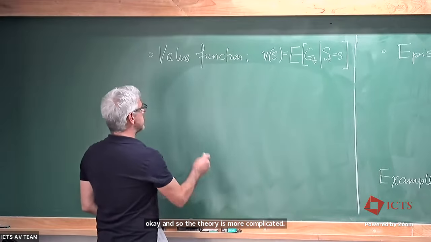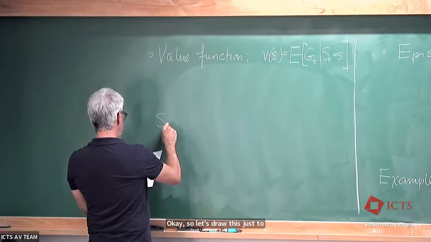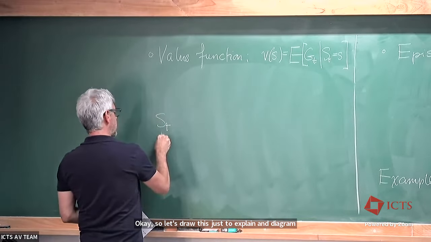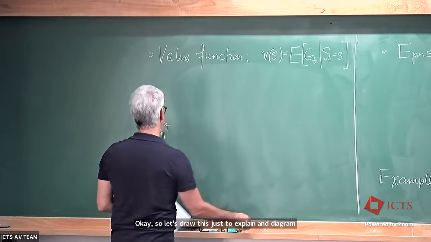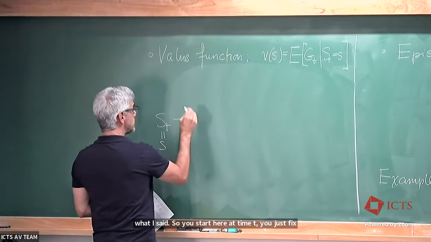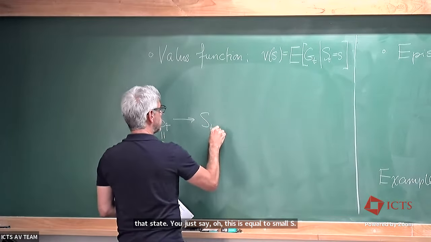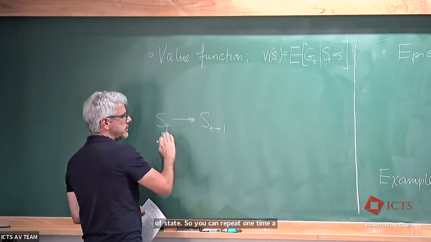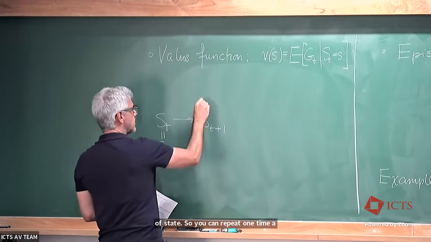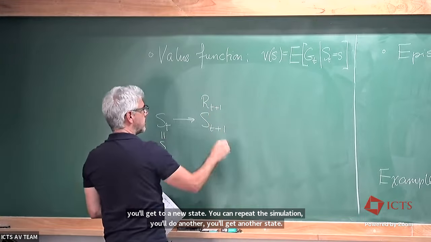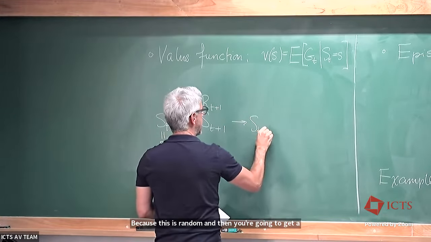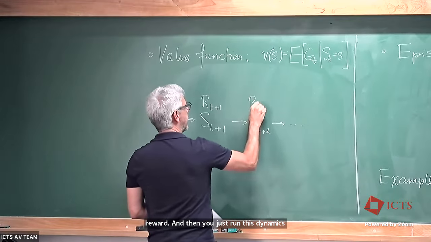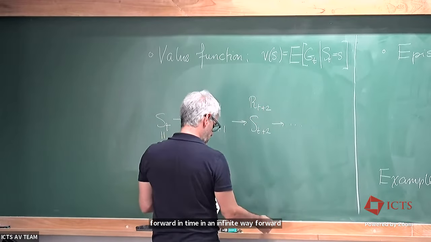Okay, so let's draw this just to explain and diagram what I said. So you start here at time t, you just fix that state, you say this is equal to small s. From this particular state, you're going to transition to a bunch of states. So you can repeat a simulation one time and you'll get to a new state, you can repeat the simulation and you'll get another state because this is random, and then you're going to get a reward. And then you just run this dynamics forward in time in an infinite way. So here you have R t plus 2 and so on.